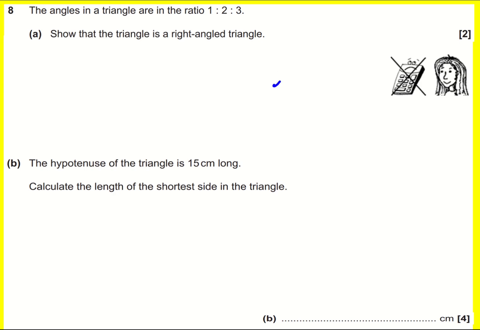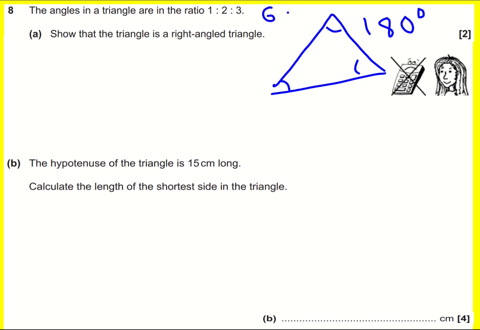In this question, I've got a triangle like so, and the angles are in the ratio 1 to 2 to 3. Now we know what these angles will add up to. They'll add up to 180 degrees. So basically, I've got 6 parts by adding the 1, 2, and 3 together, and they're going to equal 180 degrees. So one part is going to be worth 180 divided by 6, which is 30.